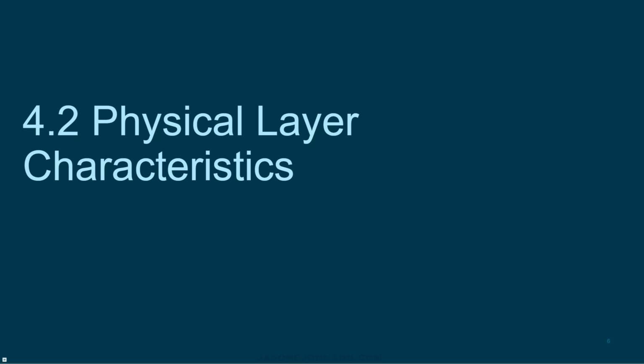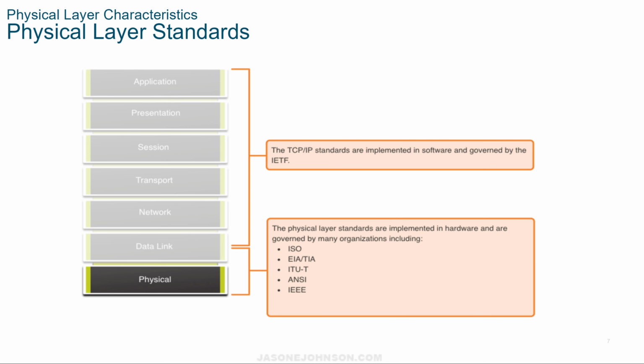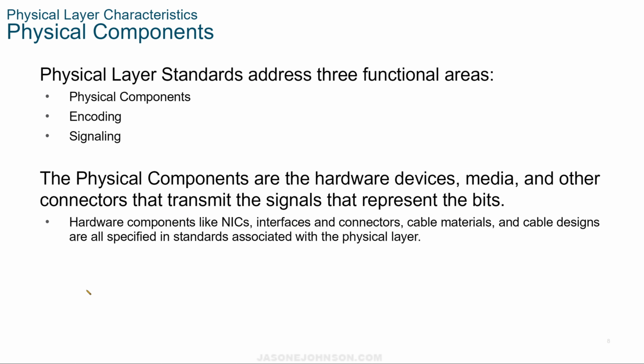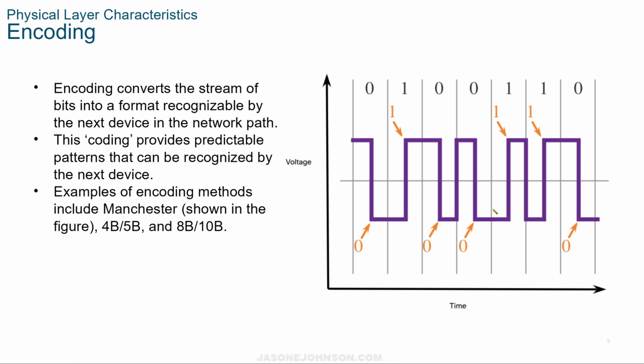The physical layer characteristics, when we look at those, are in the OSI model. We call these the bottom, but they are layer 1. Some of the components of the physical layer: we have physical components, we have encoding, and we have signaling. They address those three functional areas. And the physical components are the hardware devices, the media, or other connectors that transmit the signals that represent the bits.